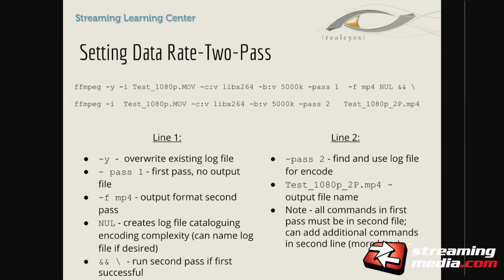So not really sure why that's in there. I'm sure, Robert, do you know why? The slash lets you put it on the second line. Okay, and then the second line is basically the same thing. We're just saying pass 2, so we're telling it it's pass 2, and we're naming the output file. In this case, we're calling it 2pass.mp4.